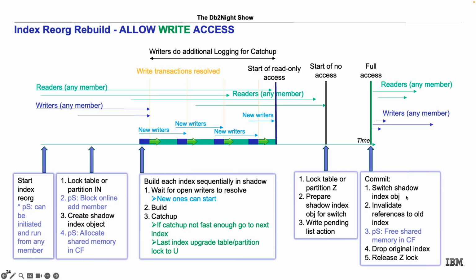Okay, and then move on to the commit time. The switch will happen for the shadow and the real object, and the same as allow read, we will invalidate references to the old indexes. And the difference between read and write is here. We allocated the shared memory, now we need to do the cleanup of the shared memory. So step number 4 is to drop the original index, and at the end of the transaction, we release the Z lock. After this point in time, full access will be resumed, like read and write will be resumed.